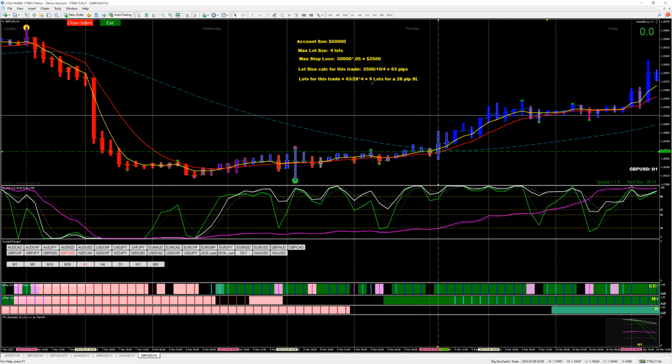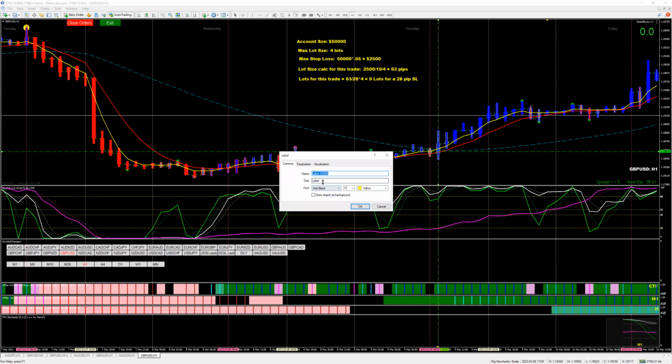So if you calculate the max loss, if it hits out, that would be the max loss for this trade, equal to 9 times 28 times 10, which is 28 times 9 times 10, just over 2,500.